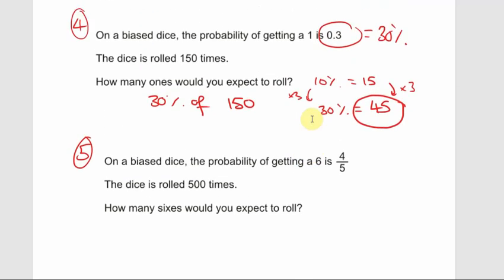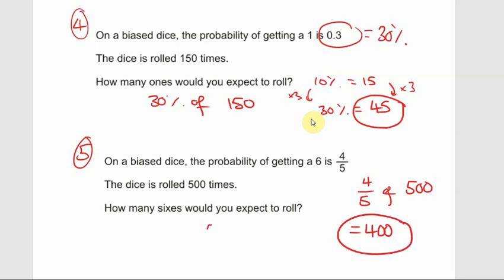And similarly on this question, how many sixes? Well, 4/5. We want to find 4/5 of 500, and we're really good at finding this. We divide by the bottom, we times by the top, and that's going to get us to 400, because 500 divided by 5 is 100. 100 times by 4 is 400.